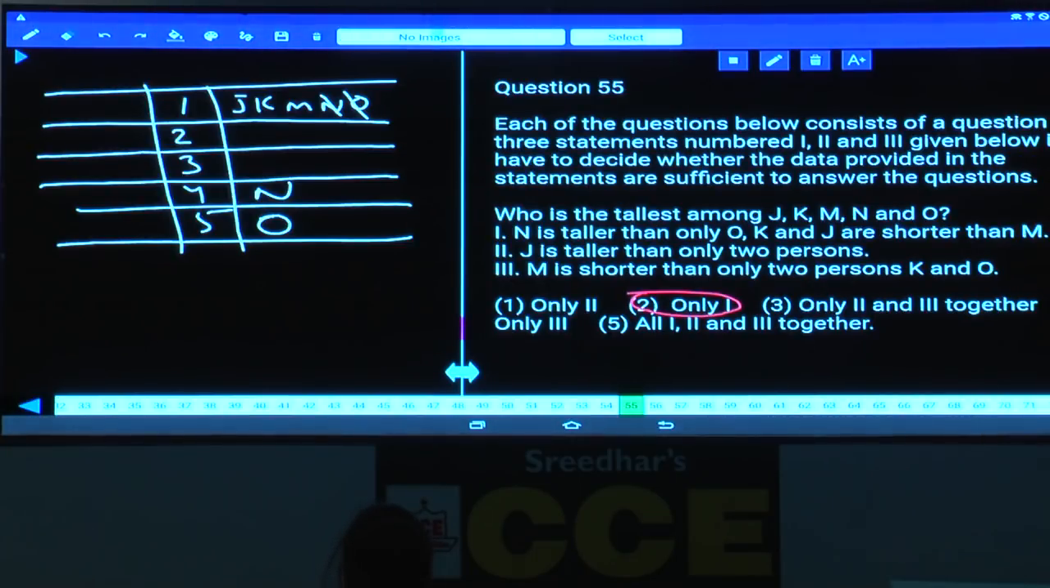N is taller than only O. K and J are shorter than M. These 2 persons, K and J, are shorter than M. As K and J are shorter than M, K and J cannot be the tallest.